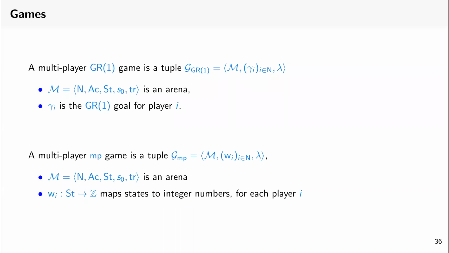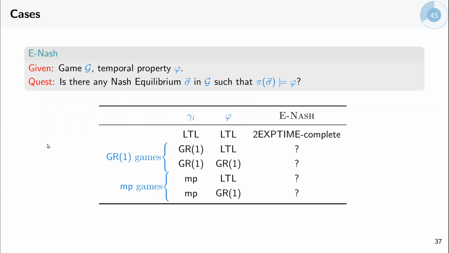In this setting, we have 2 kinds of game. The first one is games in which the goals of the players are expressed by GR1 formulas. The other one is what we call MP games, in which the goal of the player is to maximize the mean-payoff value. And we also look at eNash and the other decision problems. We have the following cases: GR1 games with LTL specification, GR1 games with GR1 specification, and MP games with LTL and GR1 specifications.